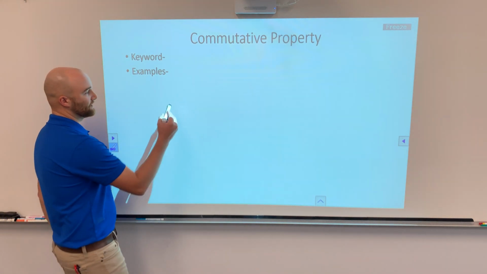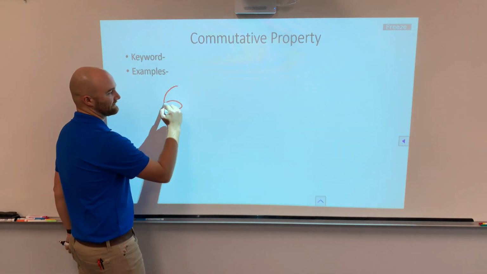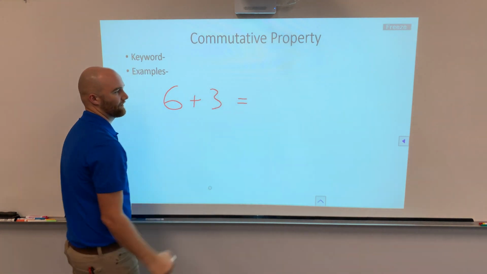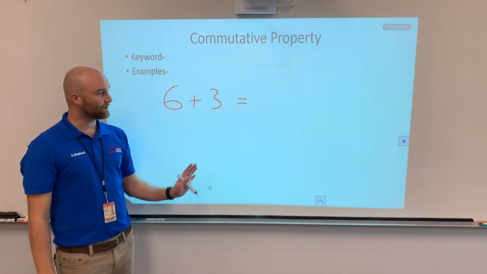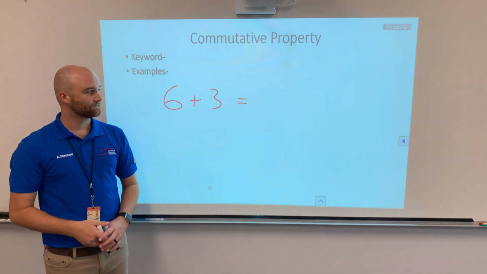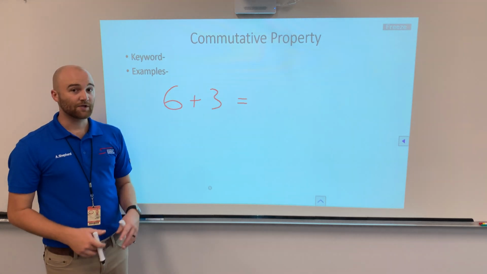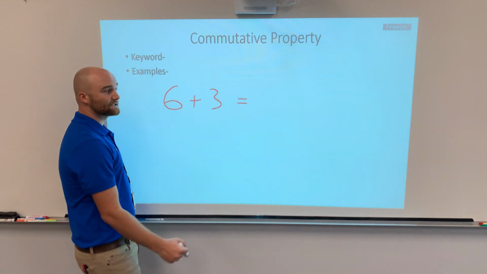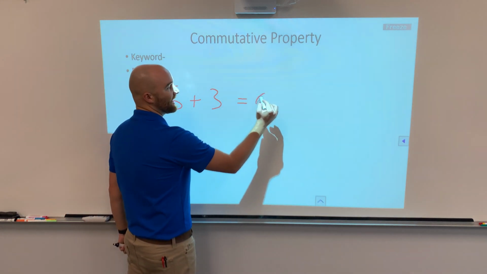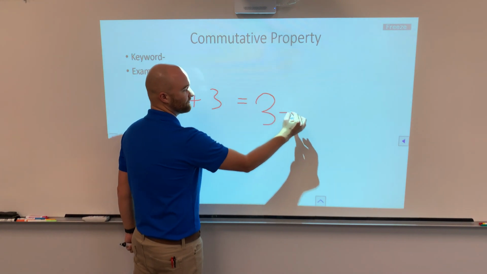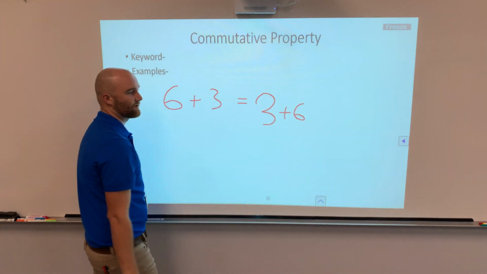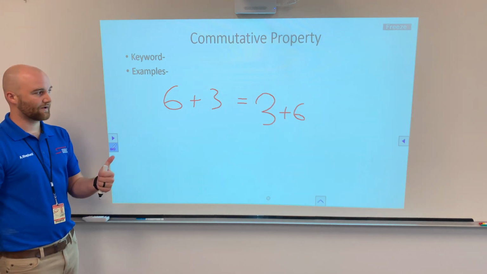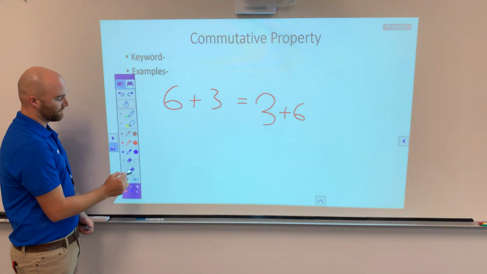Okay, I'm going to write one and I want you to try it out. So let's write one here. Let's try 6 plus 3. Go ahead and pause the video and write what you think. Okay, so using the commutative property, we can move these into a new location. 6 plus 3 is the same thing as if I had done 3 plus 6. All I did is I moved them to a new location. Pretty good.